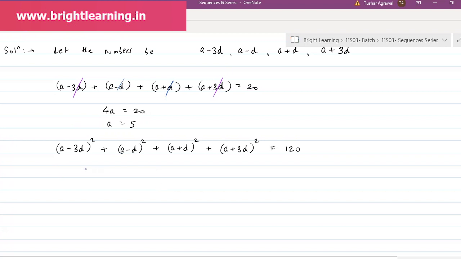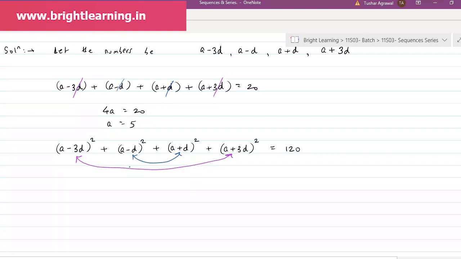Convince yourself. I will just skip one step here. When I add them, first you will have to open the brackets using the binomial property that we use in school: a plus b whole square, or p plus q whole square, is p square plus q square plus 2pq. That thing, if you just use it.